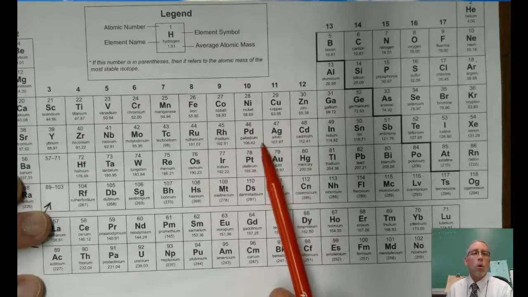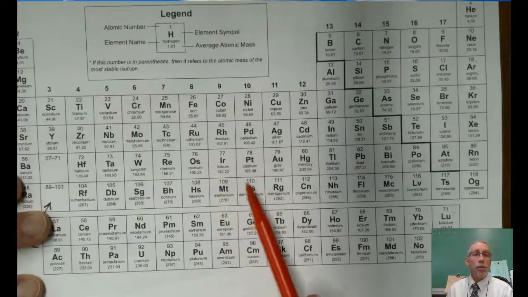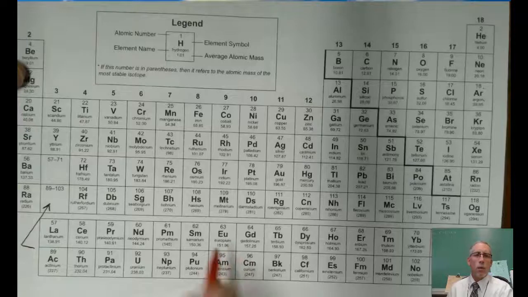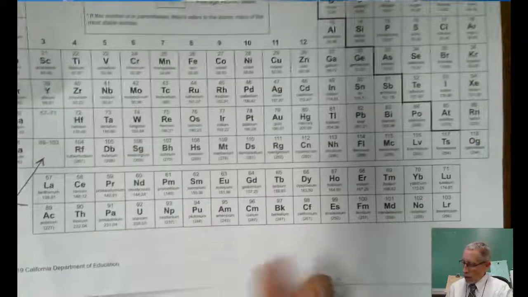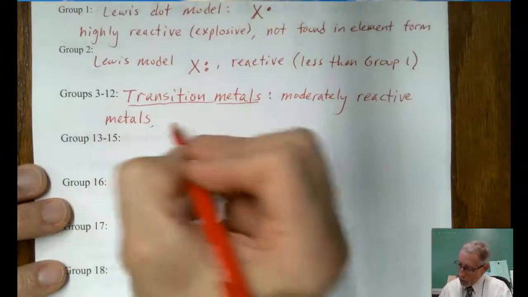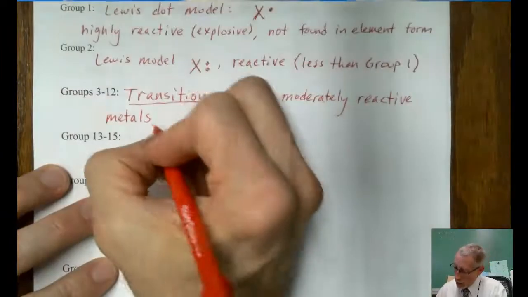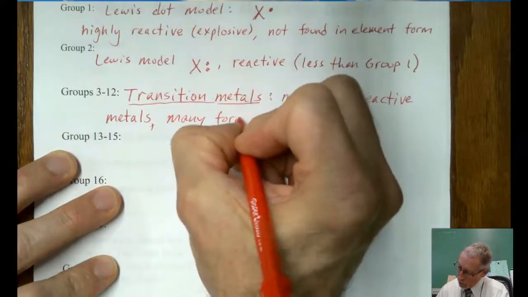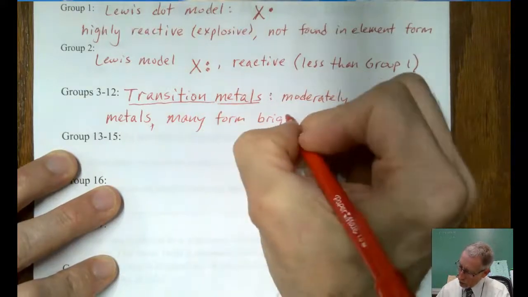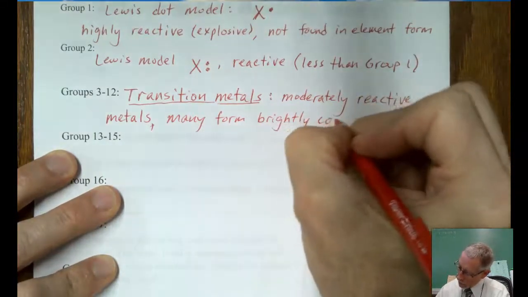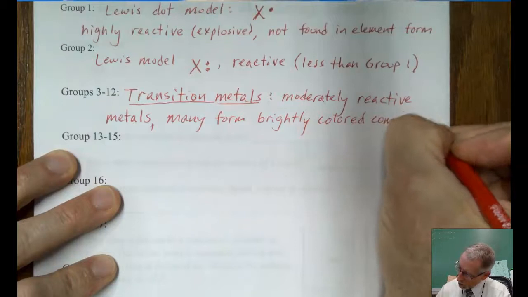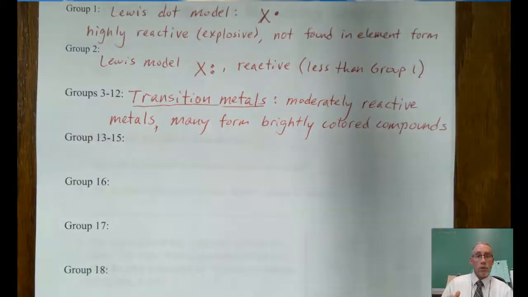You're probably familiar with silver, gold, palladium, platinum, real common, real valuable. Tungsten used in the filaments of light bulbs. So these things are all over the place and real common. And so, there's not much to say about them. There's one interesting thing is that many form brightly colored compounds. Compounds is what we call it when you bond a metal with something else. I was talking about that trading of electrons. We get what's called a compound.